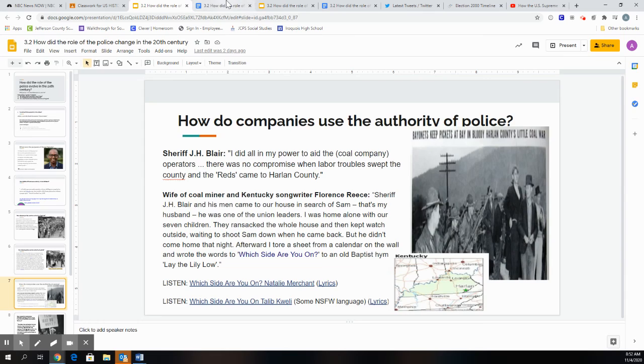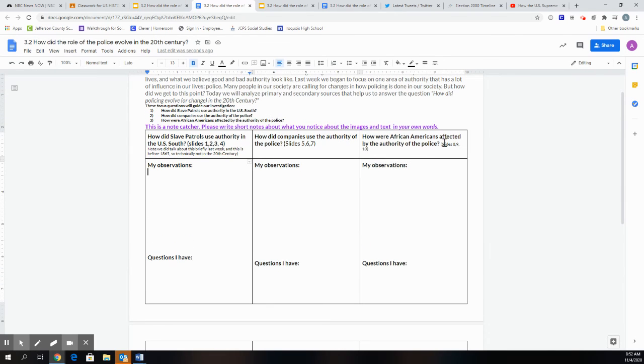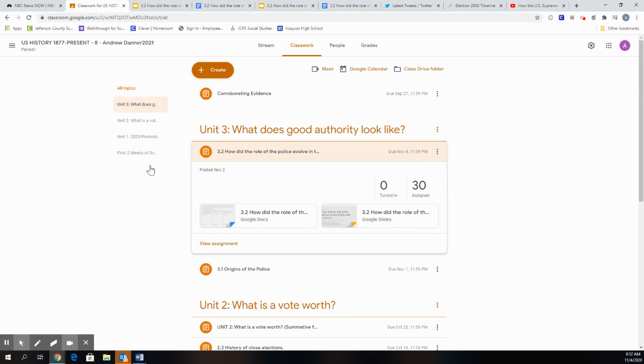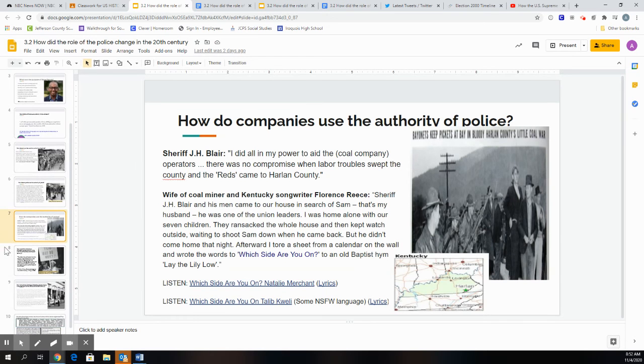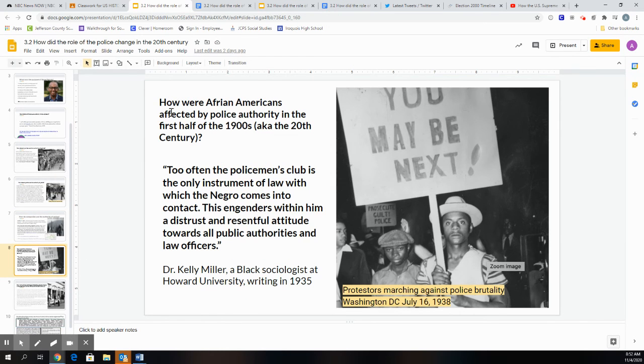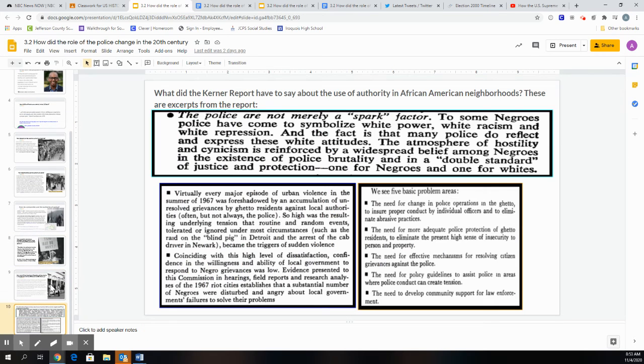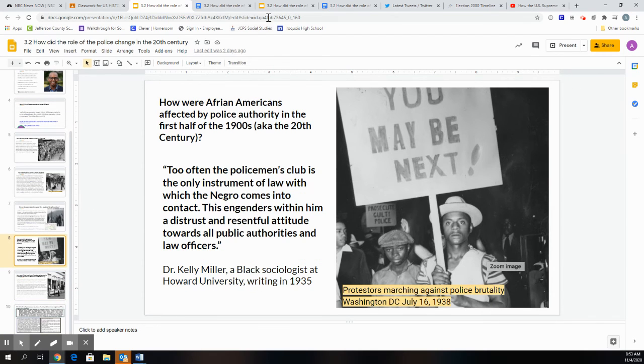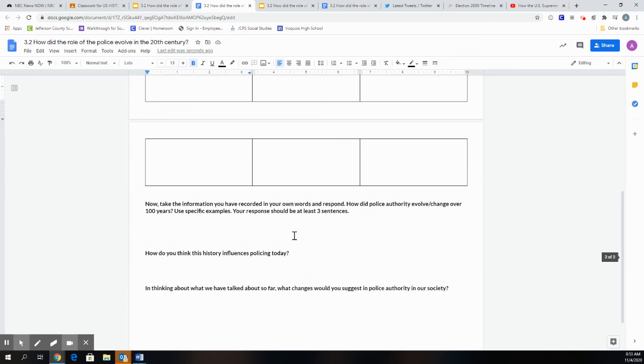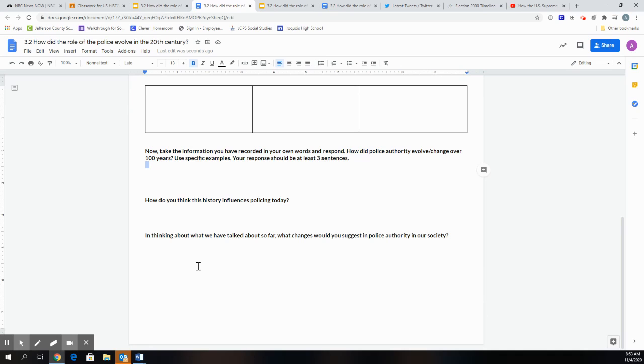Then you're just going to do the exact same thing for 8, 9, and 10. And again, this is just how African Americans were affected by the authority of the police in the 20th century. So again, from the pictures, from the quotes, just an observation, a question maybe from each slide. And that's all you're doing with that. And then just some reflection questions down here. Again, just asking for specific examples and evidence from the slides that you look at. So that's pretty much all you've got to do.